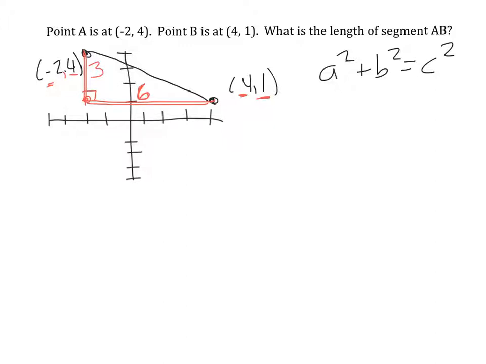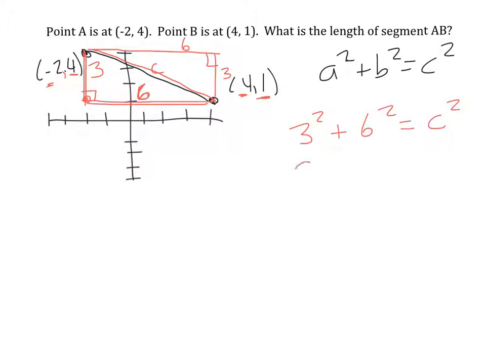Alternatively, we could have drawn the triangle this way. You go over 6, and then you go down 3. It doesn't make a difference. This is also a right triangle. We're trying to find this length, which is the hypotenuse. So the Pythagorean theorem says that if you take the square of each of these lengths, 3 squared plus 6 squared, that will tell you the length of the hypotenuse. In this case, we'll call this C here. And that is the distance between the points.